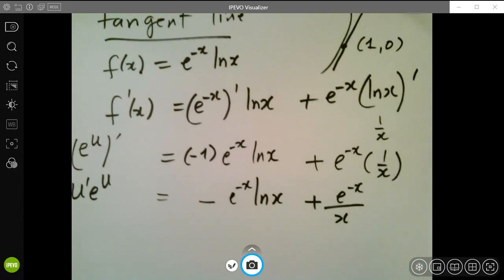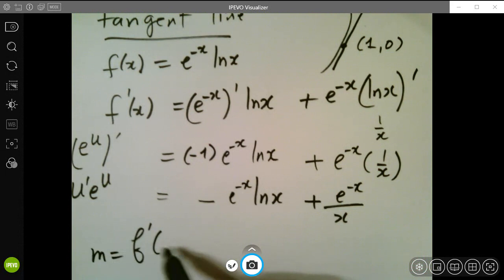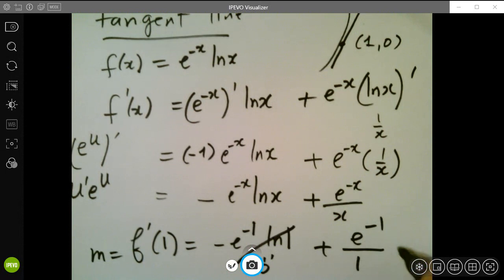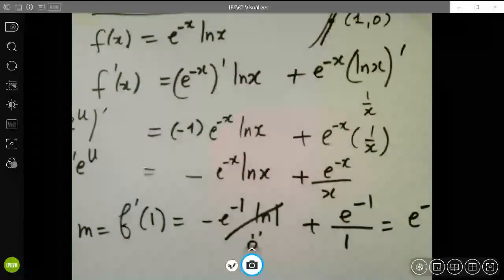Now I need to plug in 1. So remember the slope: you do f prime of 1. What is f prime of 1? It is minus e to the minus 1 times ln of 1, which is 0, plus e to the minus 1 over 1, which is e to the minus 1. So the slope is 1 over e.